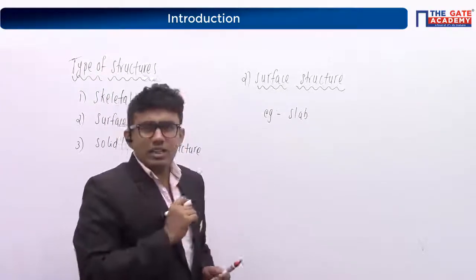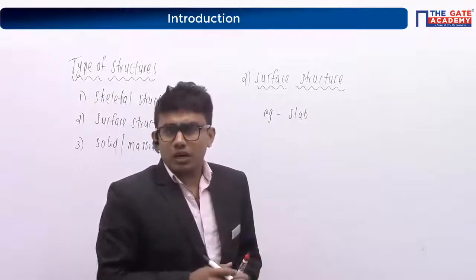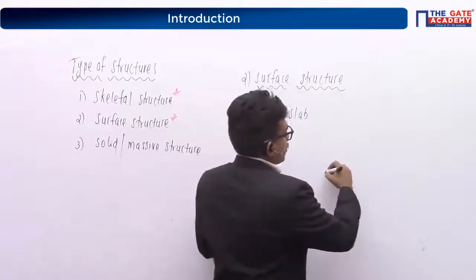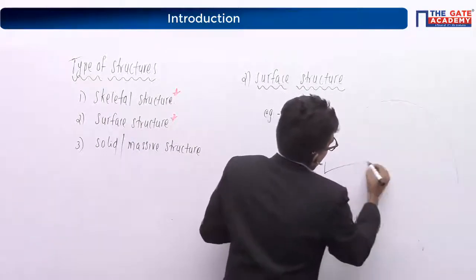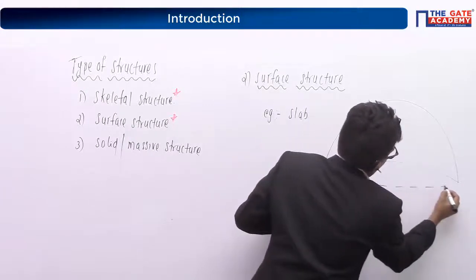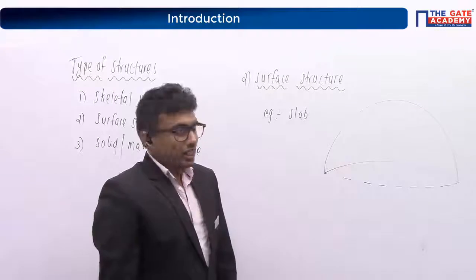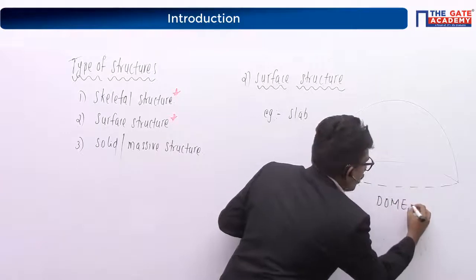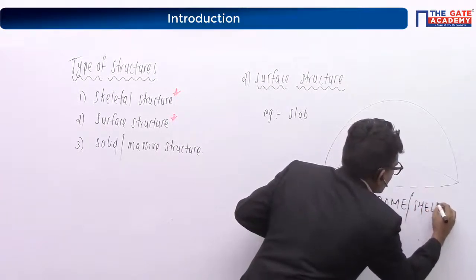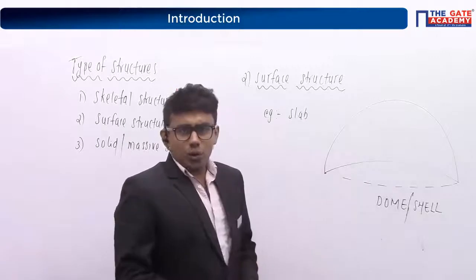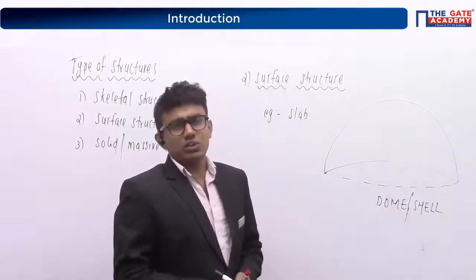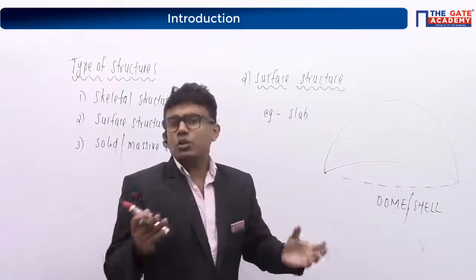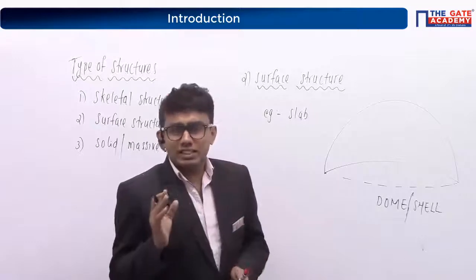Coming to what someone was saying, Amit Verma was saying dome. I hope you are talking about a structure like this, the type of structure you can see above a mosque. Yes, this is a surface structure. The name of it is dome or shell structure, which can be considered a surface structure where the thickness is negligible compared to the other dimensions.